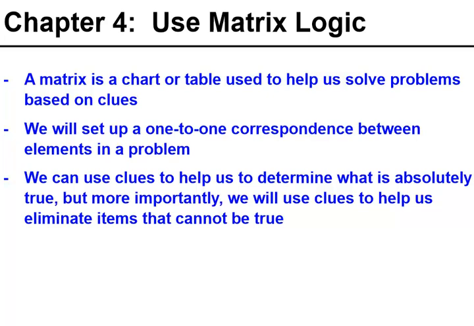We will set up a one-to-one correspondence between the elements in a problem, and sometimes that one-to-one correspondence will deal with more than two elements. It might be 3 or 4 elements. We can use clues to help us to determine what is absolutely true, but more importantly, we'll use clues to help us eliminate items that cannot be true. Okay, so we're going to start with a simple example.